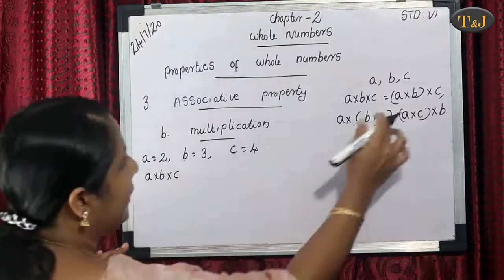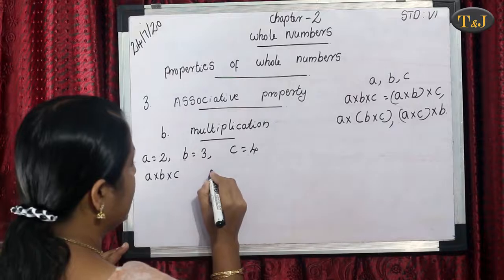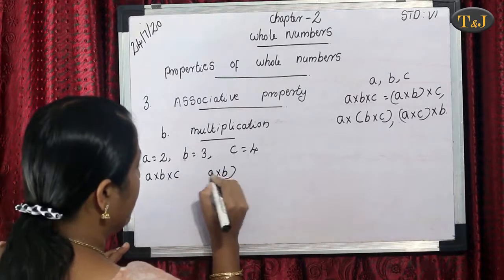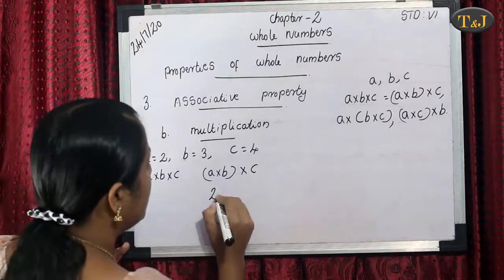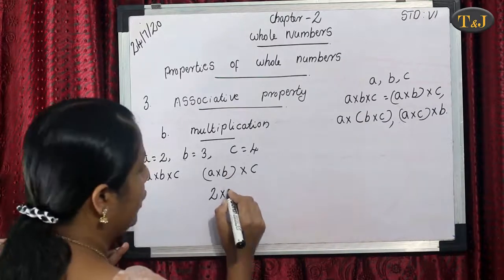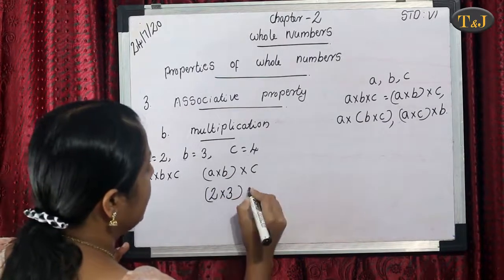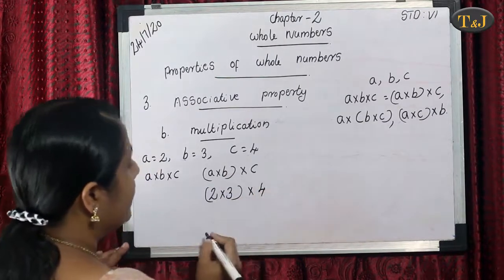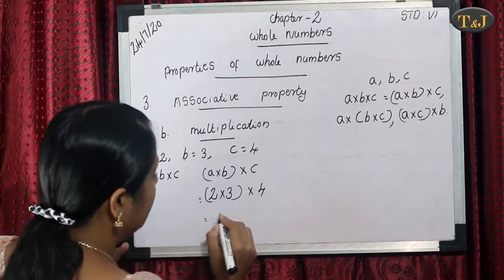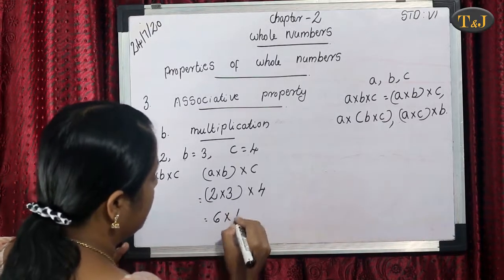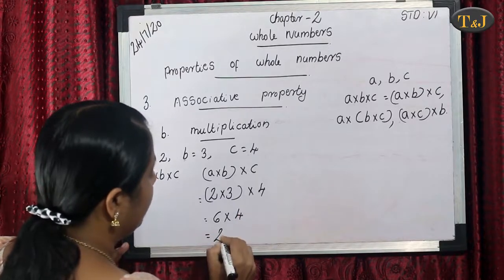Then we want to do a cross b cross c. First method: a cross b grouped together and cross c. Then a cross b equals 2 cross b's value 3, then 2 cross 3 cross 4. We know that 2 multiplied by 3 equals 6. Then multiply by 4. 6 4s are 24.